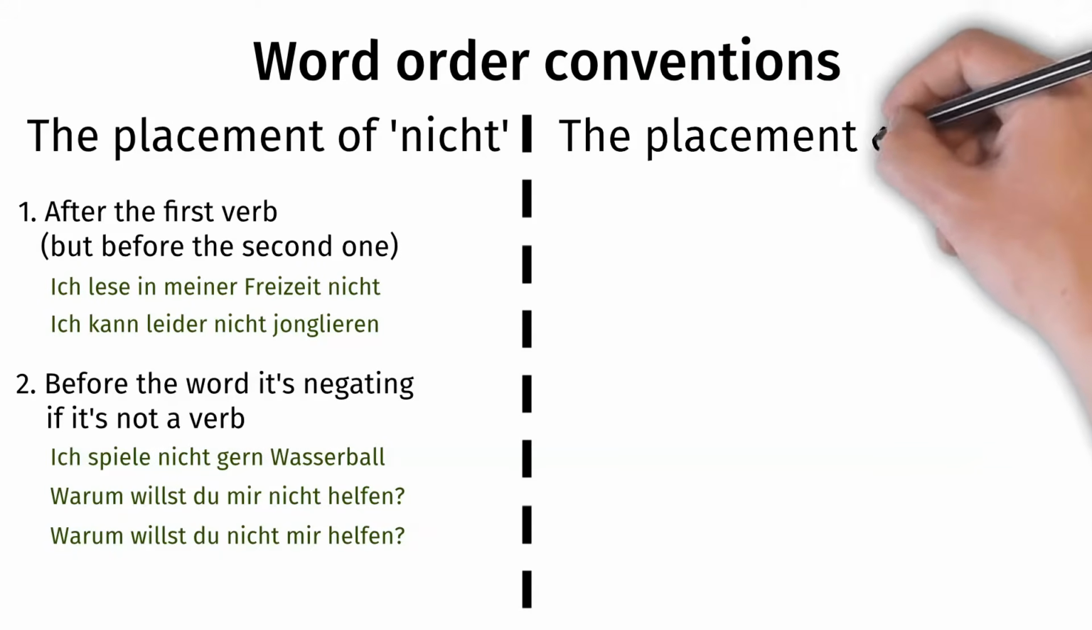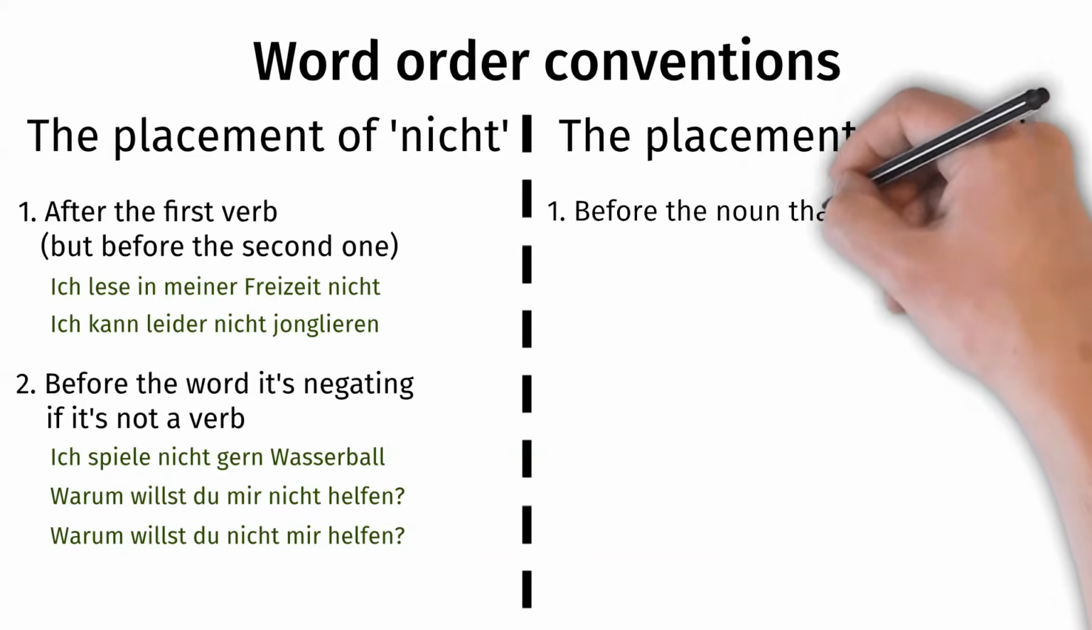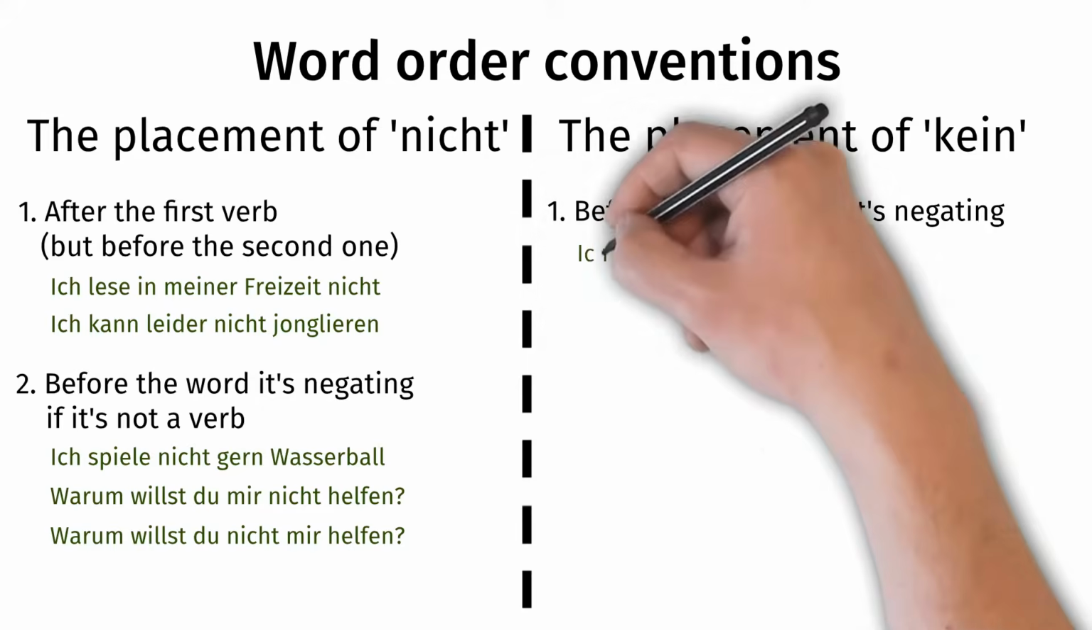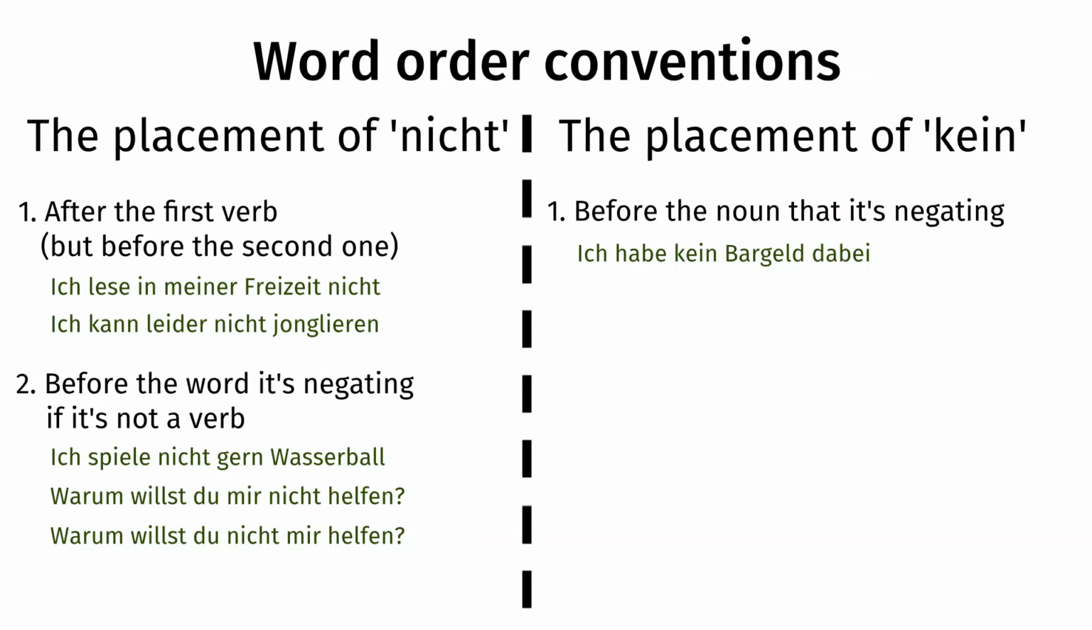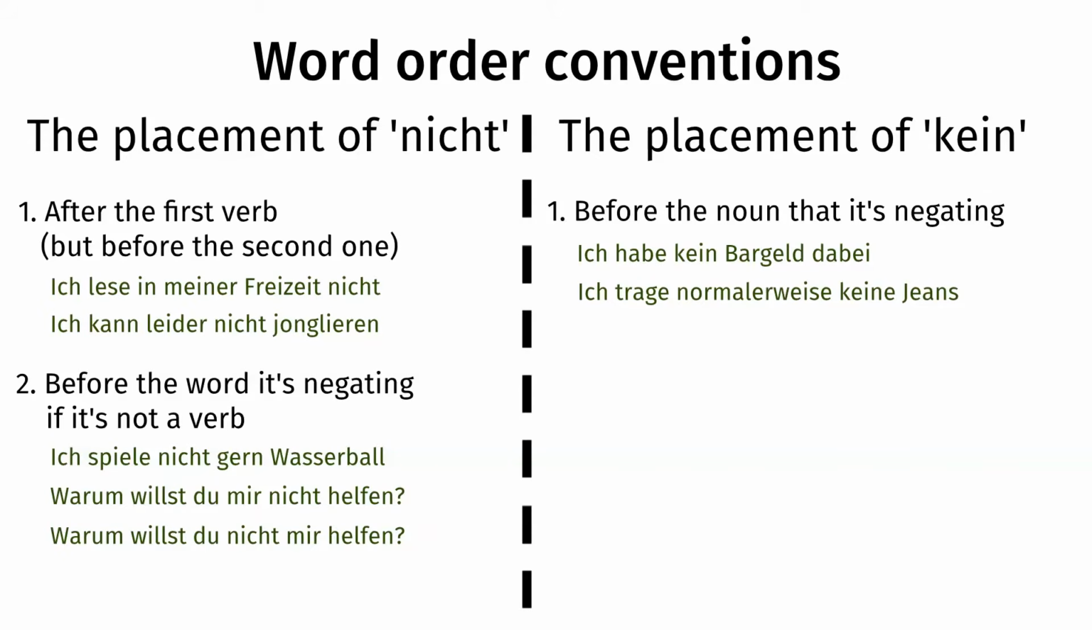What about the placement of kein? Well, there's one major rule, and that is it goes before the noun that it's negating. For example, ich habe kein Bargeld dabei. I don't have any cash on me. The kein refers to the Bargeld, so they just stick together, kein and Bargeld. Or a second example, ich trage normalerweise keine Jeans. I normally don't wear jeans. The keine refers to the jeans and they stick together.